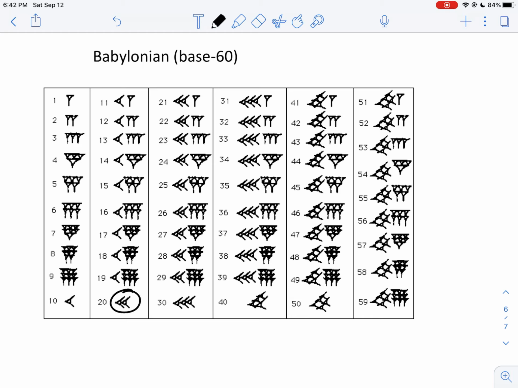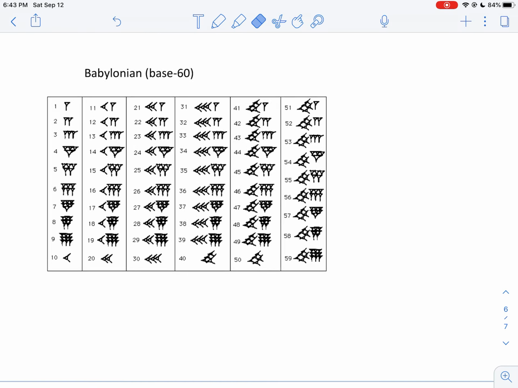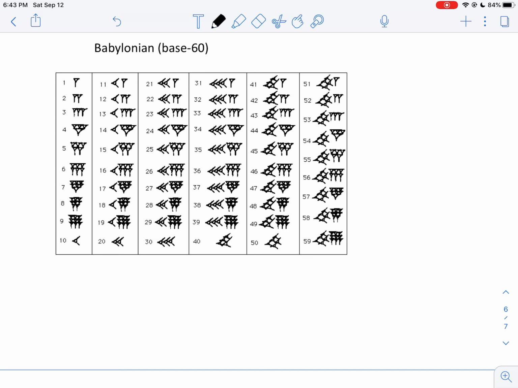Here's a 10 and 9, that's 19, and then you have 2 10s, etc., up until 59. I think they allow for 5 10s followed by 9 1s, and you get 59. You have 59 different symbols here. Granted, they're not single-digit symbols, but they are symbols that represent 1 through 59. This is the base 60 system.